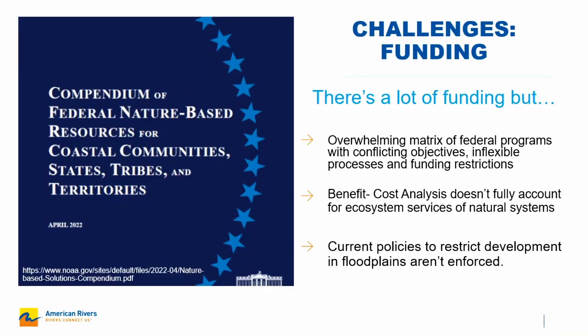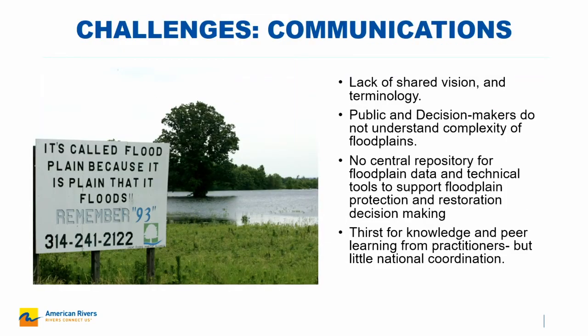Funding: there's actually a ton of funding available for nature-based solutions, but it's overwhelming. There's a huge matrix of federal programs. They have conflicting objectives, and our benefit cost analysis process and decision-making doesn't actually value the things that we value, so it's tough to get our projects funded.